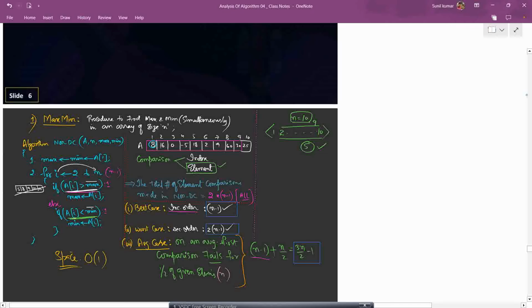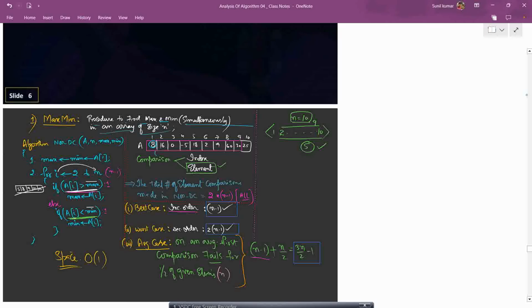So let's discuss some problems. All right, the max min problem. A procedure to find maximum and minimum simultaneously in an array of size n. How can we find maximum and minimum simultaneously? This is an array. We start with comparison.